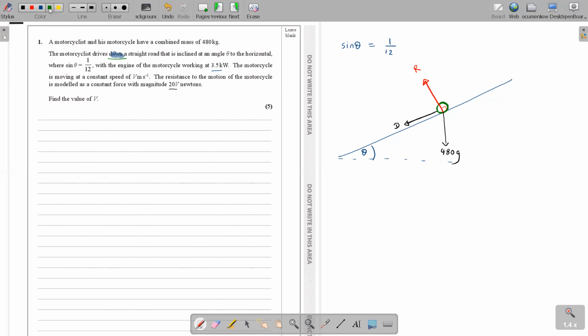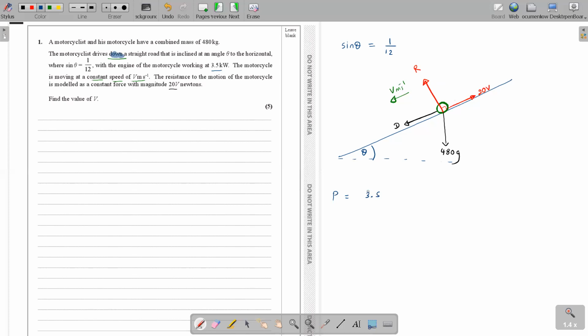Now your motorcyclist is moving down this road with a constant speed of v. He's moving at a constant speed, so there is no acceleration. If he's moving down, obviously the resistance, the friction, is to the other side, opposing the direction you are moving. I marked the normal reaction as R. How much is the resistance? It is 20 v. I think I marked everything, right? And they have given us one more thing: the power is 3.5 kilowatts, children.